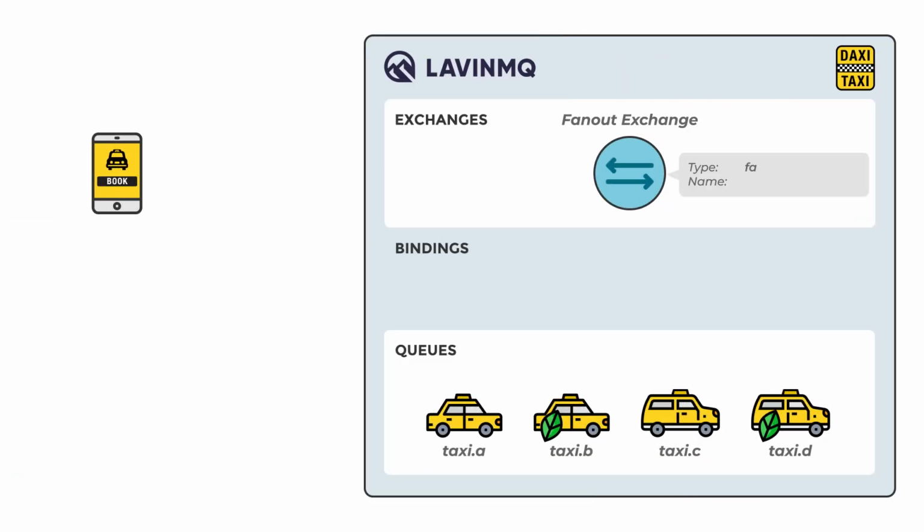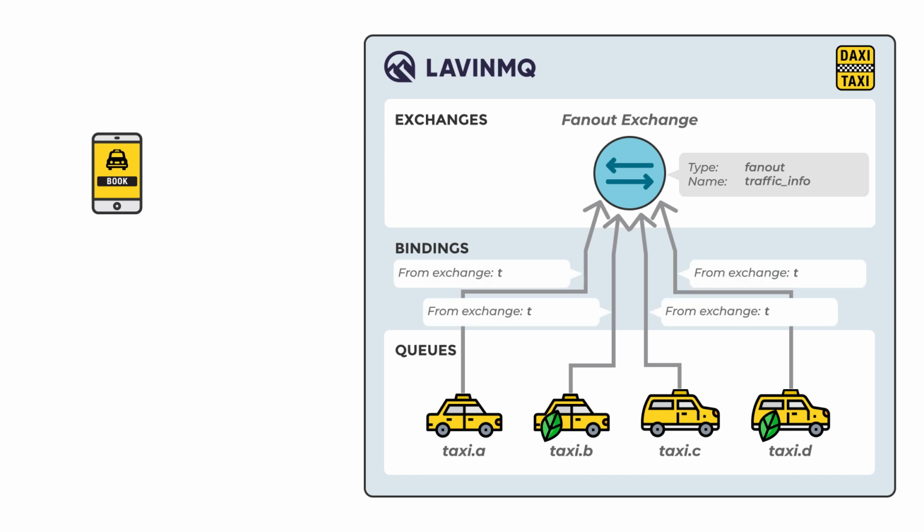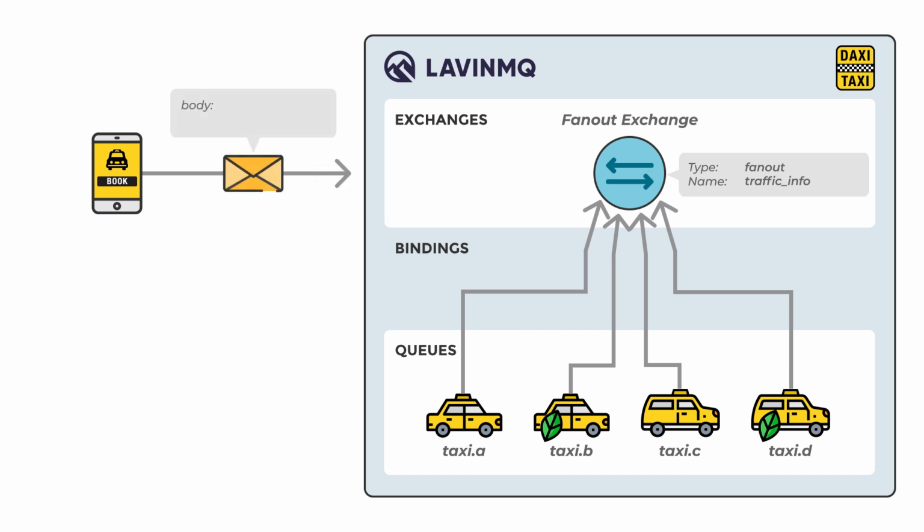Fanout exchange copies and routes a received message to all queues that are bound to it, regardless of routing keys. A provided routing key is simply ignored. In our example, the fanout exchange is used when the taxi coordinators inform all taxi drivers about a blocked road.